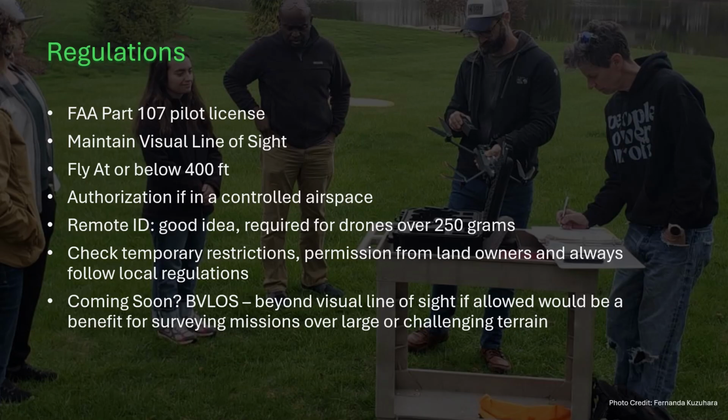Regulations follow FAA Part 107. The pilot needs to be licensed, maintain visual line of sight, fly at or below 400 feet, obtain authorization if in a controlled airspace, have remote ID, should always check temporary restrictions, get permission from landowners, and follow local regulations. What may be coming soon is the BVLOS, Beyond Visual Line of Sight, and if allowed, this would be a great benefit for surveying missions, particularly over large or challenging terrain.